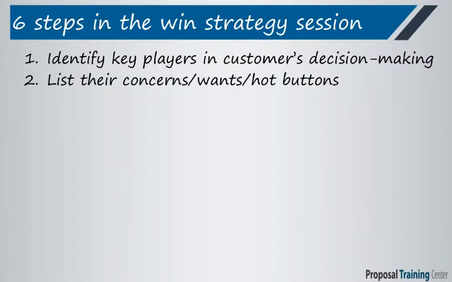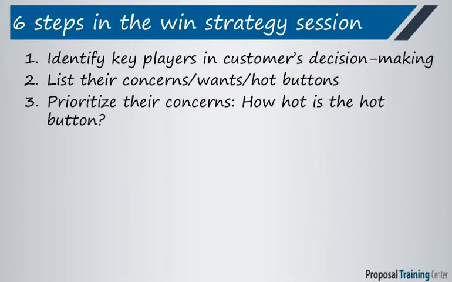Next, for each person, list their concerns or wants or hot buttons, and then prioritize their concerns. How hot is the hot button? Not all wants are created equal. It's important to know what the customer really wants. I usually prioritize from 5 to 1, with 5 being the hottest hot button.